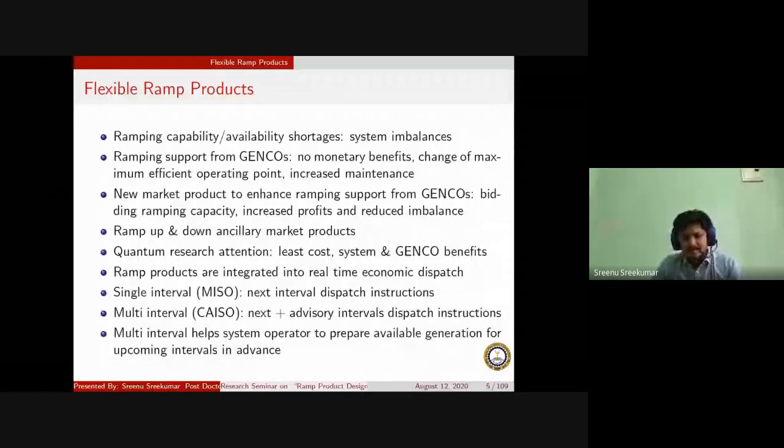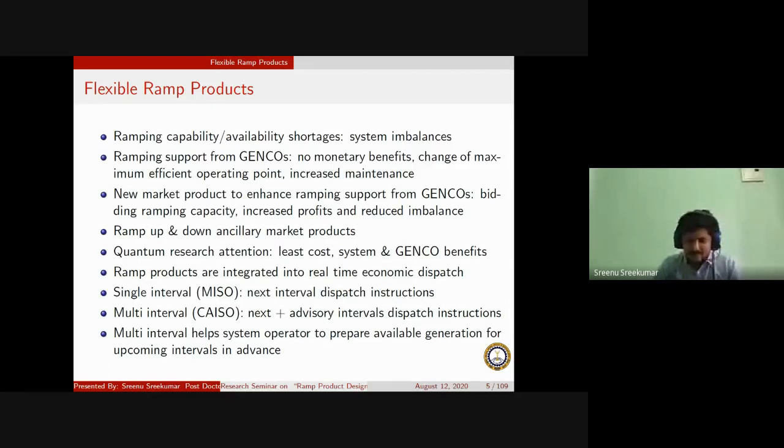So to overcome these challenges, mature power market, they have introduced a special ancillary markets called FRP markets, where the generating companies can bid their ramping capacity and they can maximize their profit because FRP price is higher than energy price. So they can achieve more profit from FRP markets. This enhances the ramping availability in the system, which help to accommodate more renewables. And there are 2 products, ramp up product and ramp down product.